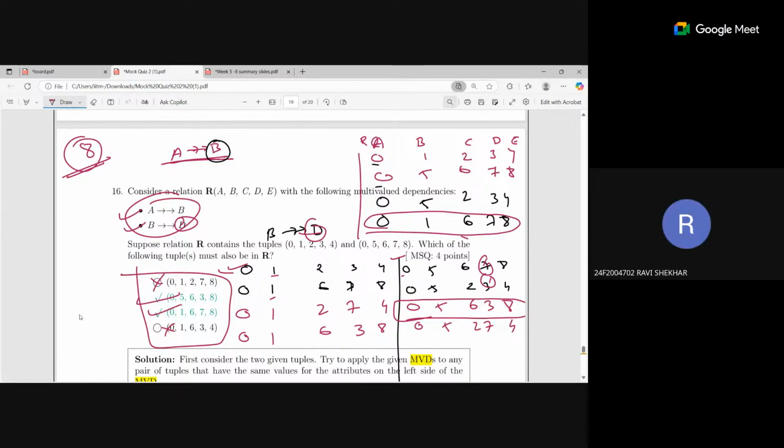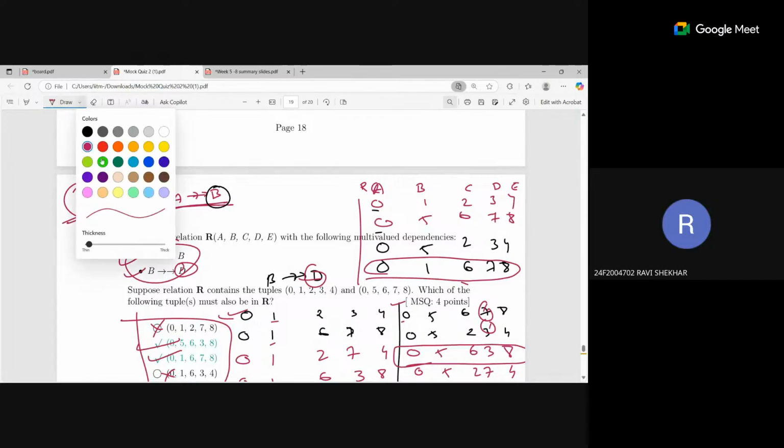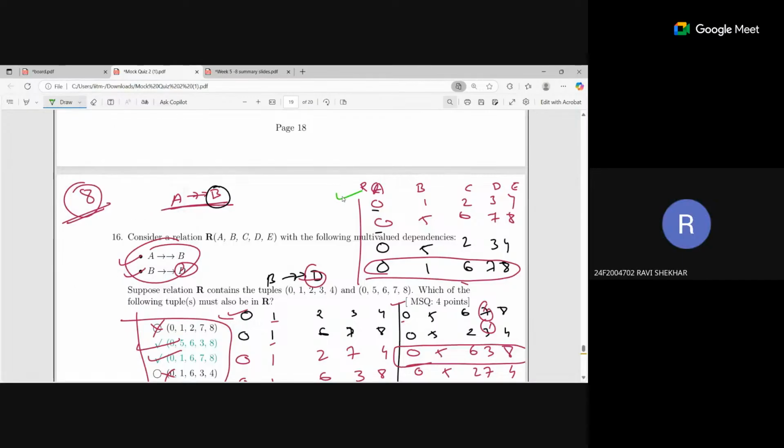Sir, in the second part, when B determines D, the thing is, I'm not able to get this table. How did we create the 0, 1, 2, 3, 4? Okay, this part you understood, about A multi-determine B?